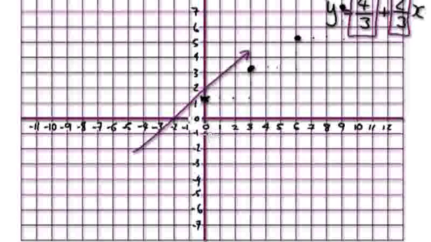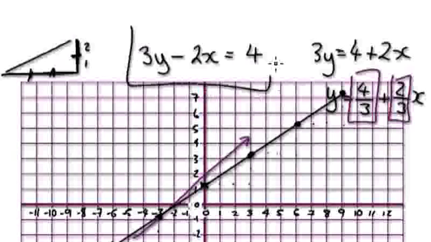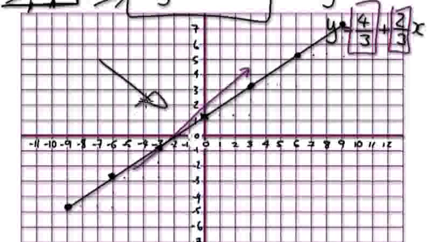2 down and 3 across, 1, 2, 3. So it's going to be here. 2 down, 3 across, 1, 2, 3. So it's going to be like this. 2 down, 3 across, 1, 2, 3. So it's going to be here. So now you can just join up all the points. So your straight line should look like that. Given this equation for a straight line, your straight line should look like this.